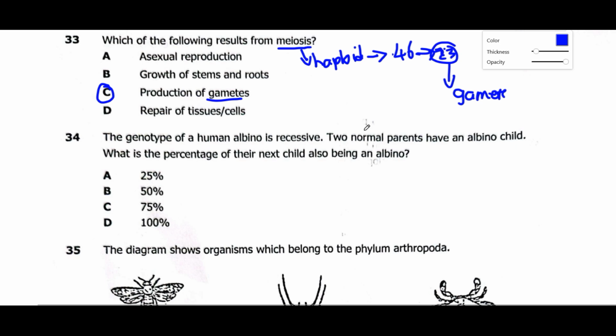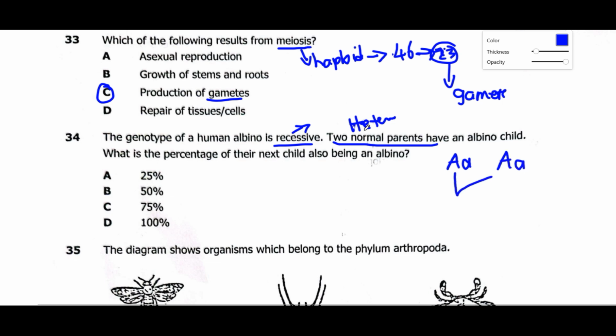34. The genotype of a human albino is recessive, right? Two normal parents have an albino child. What is the percentage chance of their next child also being an albino? So I'm going to use letters to represent this. Since we are told that the albino condition has to be recessive, it is the same letter but small. So the two parents must be heterozygous, because they were normal but had a child with this condition. I'm going to use capital A for normal, small a for albinism.